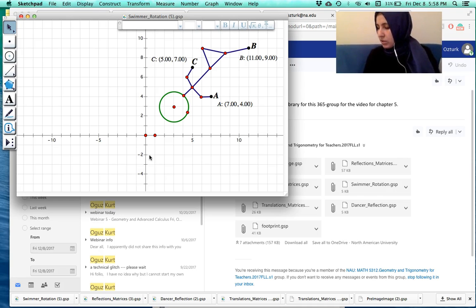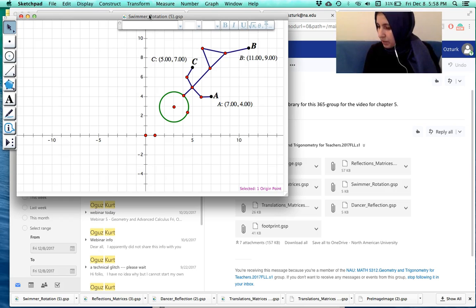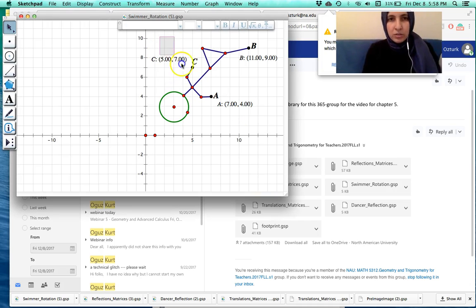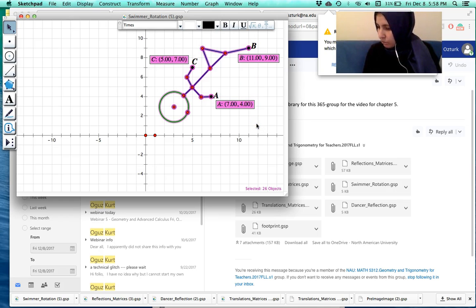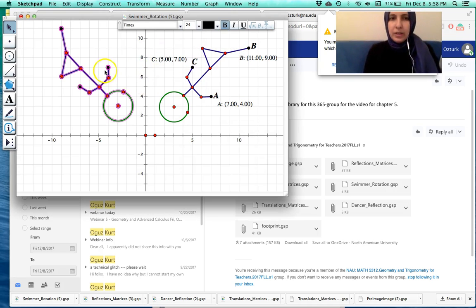Let's make these steps together. Click on the point at the origin and choose mark center. There's the origin, and mark center. Yes. And then go to the transform menu and select the objects you wish to rotate. Select the object, and then rotate 90 degrees. Yay, I got it.